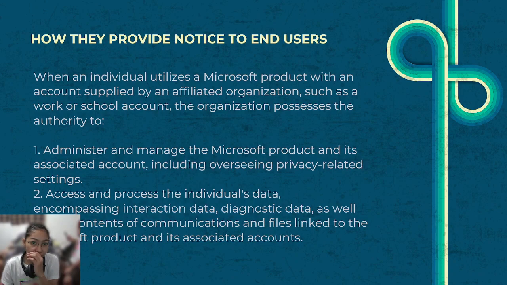How Microsoft provides notice to end users. When an individual utilizes a Microsoft product with an account supplied by an affiliated organization such as a work or school account, the organization possesses the authority to administer and manage the Microsoft product and its associated account, including overseeing privacy-related settings. Second is to access and process the individual's data, encompassing interaction data, diagnostic data, as well as the contents of communications and files linked to the Microsoft product and its associated accounts.